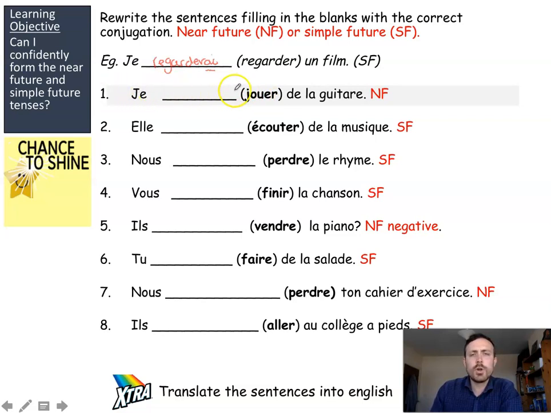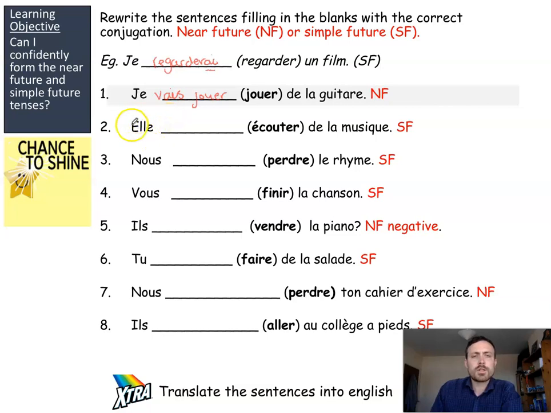Number 1, je. The verb is jouer, which is an ER verb. It's a regular verb, so it's going to follow the regular structure, and we want it in the near future. For the near future, we use the verb aller, but we need to conjugate it, so it's je vais. Then we take the whole infinitive and place it there. Je vais jouer de la guitare. I'm going to play the guitar.